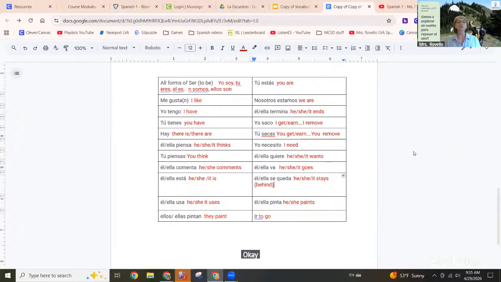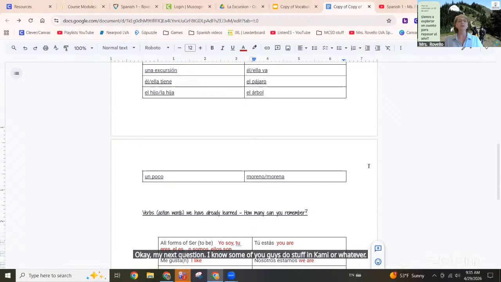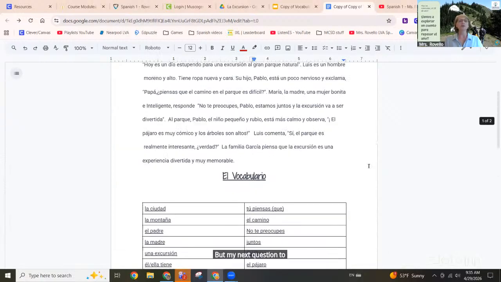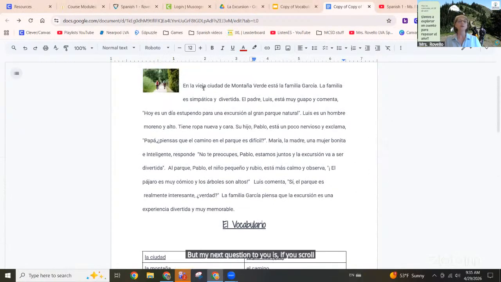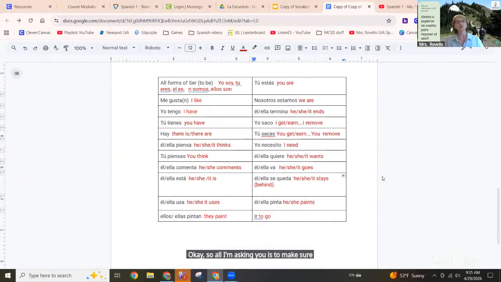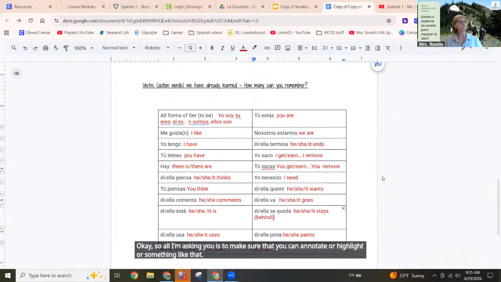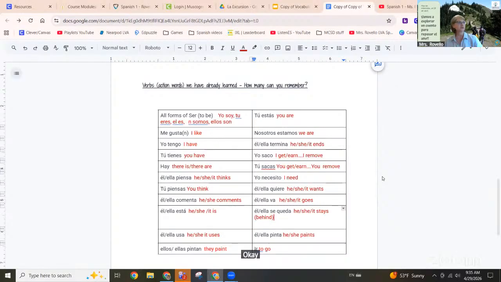Okay, my next question, I know some of you guys do stuff in Cami or whatever, but my next question to you is if you scroll up, do you know how to highlight and underline and stuff? Can you annotate on your sheet? Okay, so all I'm asking you is to make sure that you can annotate or highlight or something like that. Okay, are we good with this? Can I scroll up? We all good? Okay.